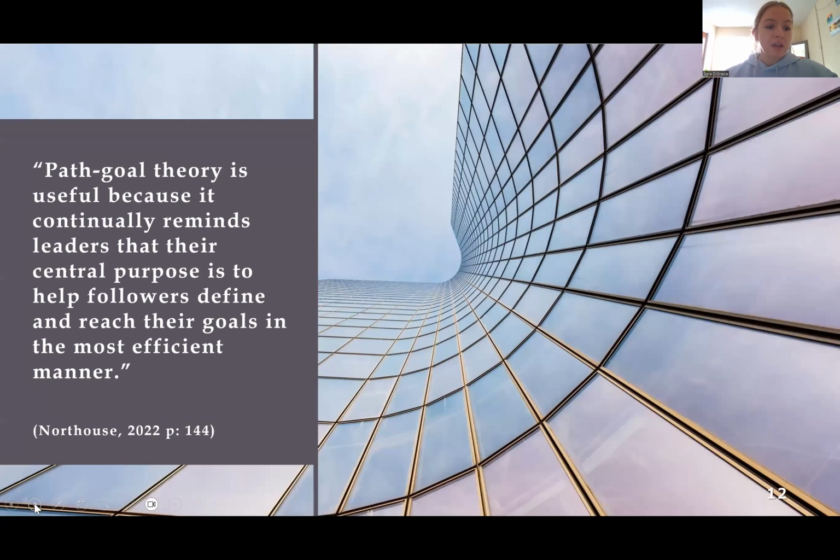Okay, here we have a quote from our book on page 144. It said, "Path goal theory is useful because it continually reminds leaders that their central purpose is to help followers define and reach their goals in the most efficient manner." So I really wanted to focus on the continually reminding leaders that they need to be reflectively looking at their followers' needs and the tasks that the followers are completing, and then basing their leadership behaviors off of that.